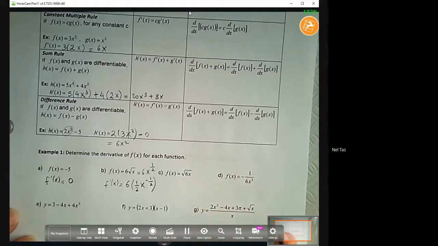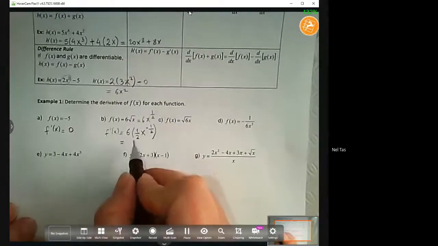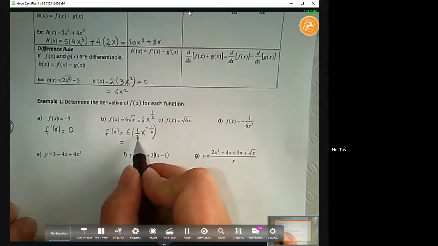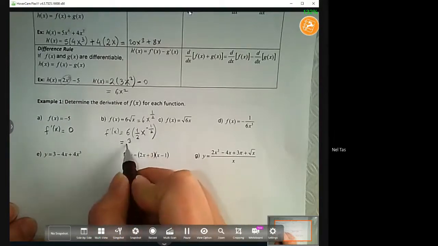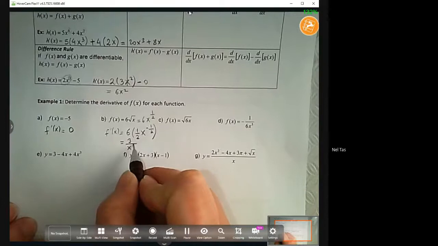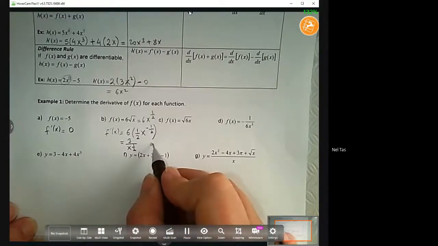So your final answer should be without the negative exponent. So that is 3 times x to the power of negative 1 over 2. That is the same as 3 over x to the power of positive 1 over 2, or you could write it as 3 over square root of x.